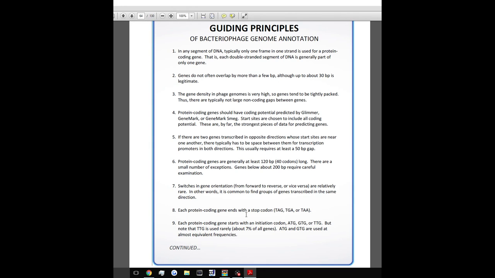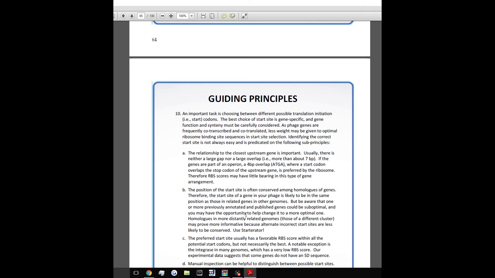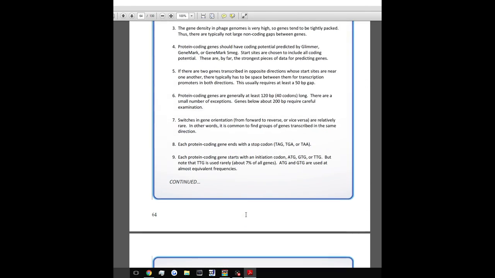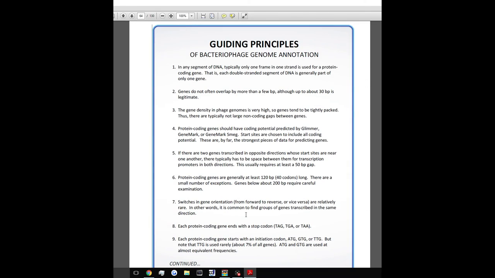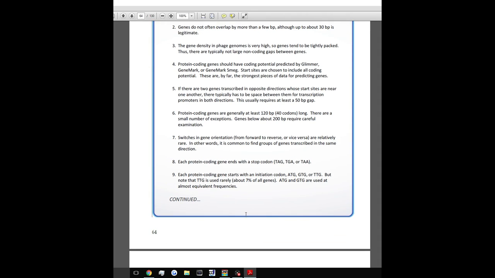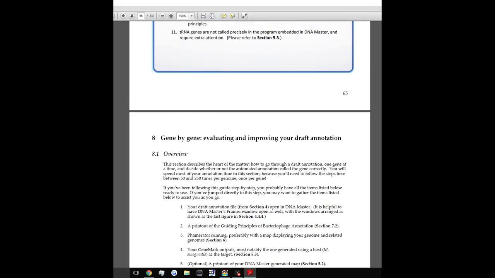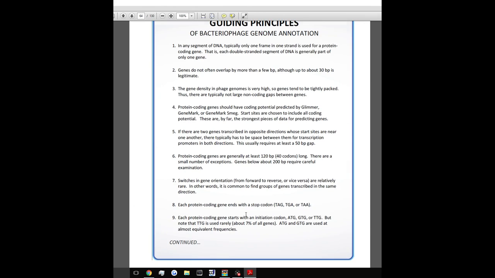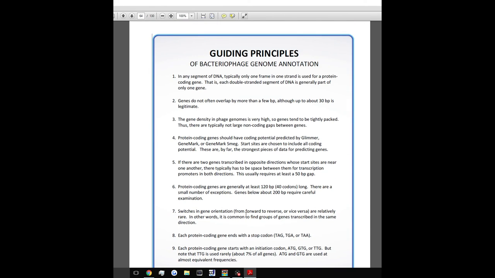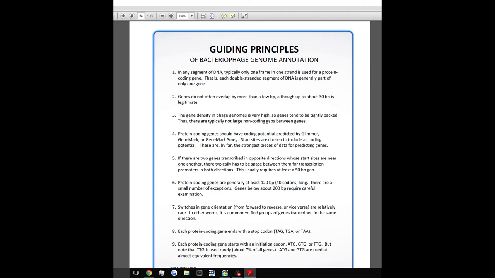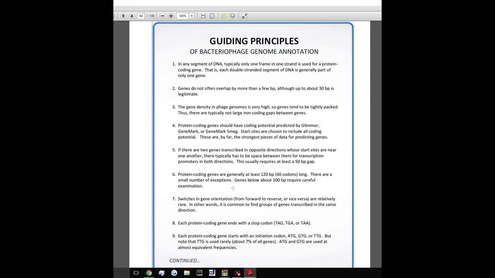So these are just pretty much a set of principles guiding your basic bacteriophage annotation. These are going to be just the basic things that you need to know before beginning your annotation. They're very useful to know, and they'll help you go through your annotation. So you may want to take a couple of minutes just to learn these and try to keep them in mind while you're doing your annotation. So I'll just go through them very quickly and maybe explain some that I deem necessary.